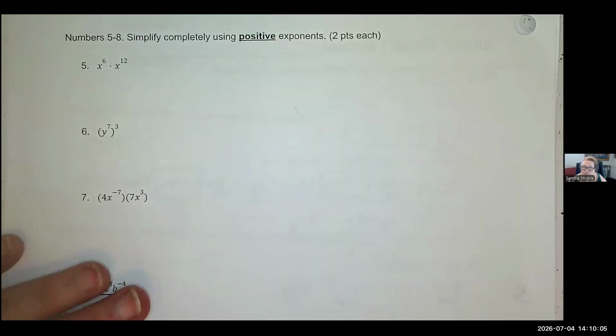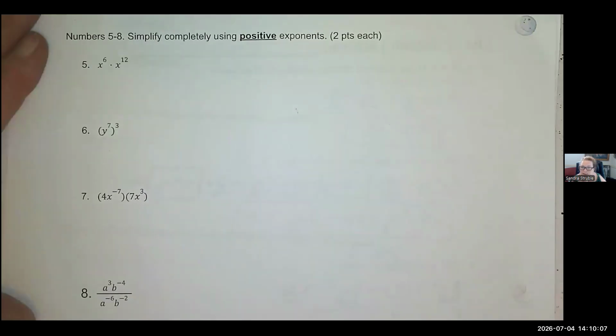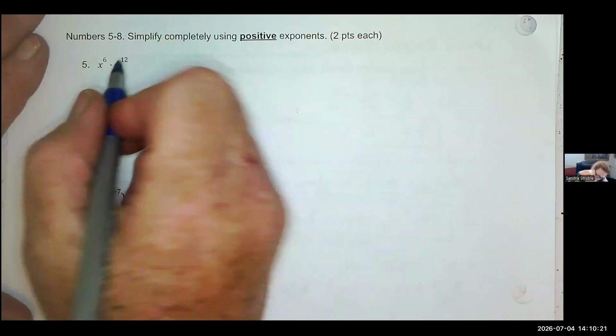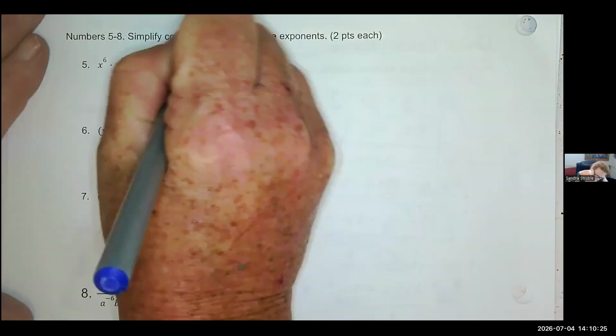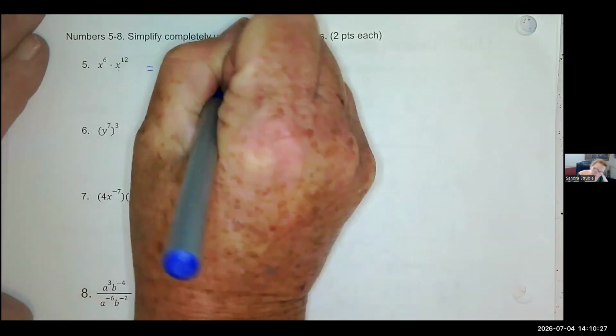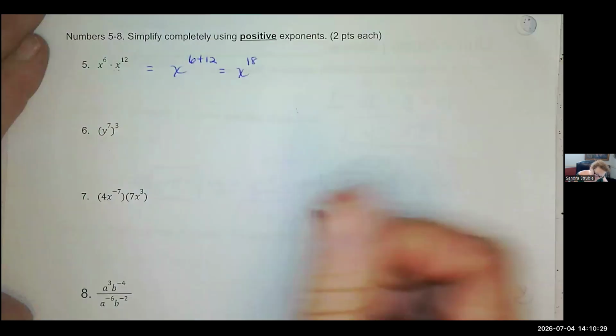All right, so numbers 5 through 8, it says simplify completely using positive exponents, and they're worth 2 points each. Always read the directions. Professors are known to slip little pieces of information in there that you definitely need to know. When you are multiplying the same bases, you add your exponents. So this is x to the 18th. When you have an exponent raised to an exponent, you multiply.